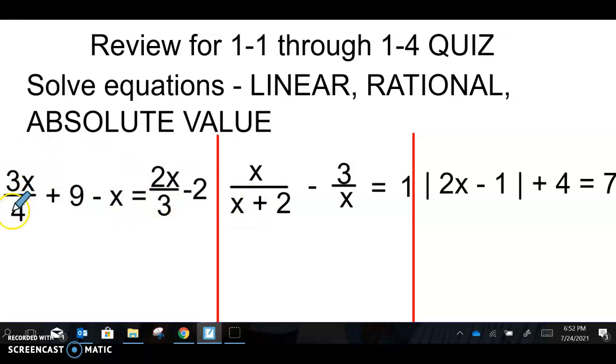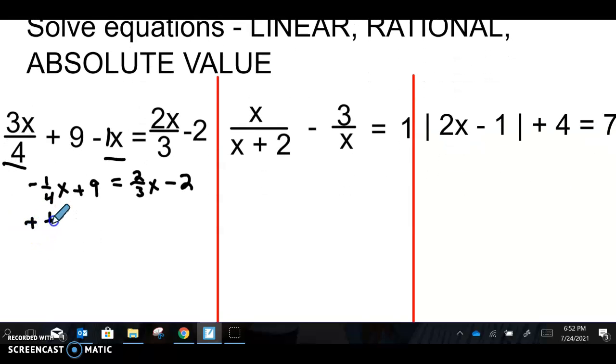To solve this, you simply get all your x's together on one side. So realize this is 3/4 x minus 1x. 3/4 minus 1 is -1/4. If there was something to add over here, I would add it, but there's not. Here I have 2/3 x, that's another way to write that, minus 2. Then we want all our x's on one side, our numbers on the other. So I'm going to add 1/4 x over here. You could subtract 2/3 x, that would be fine as well. Just get x on one side or the other.